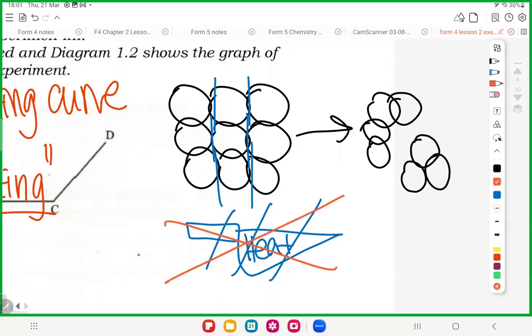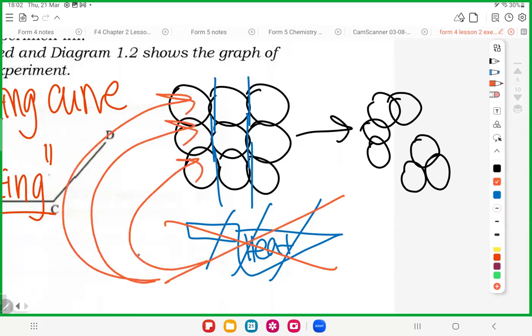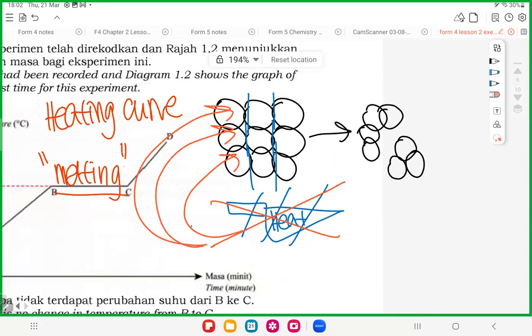So when no more heat enters the particle, the kinetic energy doesn't change. When kinetic energy doesn't change, temperature doesn't change. Okay? So now let's look at the answer.